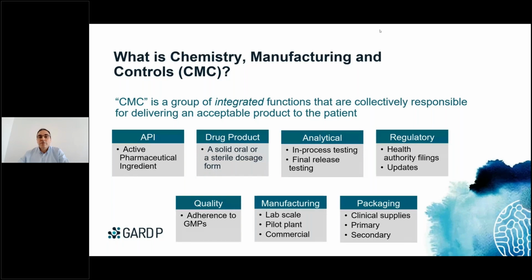CMC is also about the analytical methods, both for performing tests during manufacture, but also for clinical or commercial release of the pharmaceutical product. It is also related to the regulatory filing of a pharmaceutical product and related updates. A pharmaceutical product must also follow GMP regulations, which are embedded within quality. And CMC is also about the manufacturing of the API and the drug product at different batch sizes across the whole life cycle, from early development to commercial manufacture. And finally, CMC is also about packaging. The primary packaging is the packaging that is in direct contact with the pharmaceutical product, whereas the secondary packaging is, for example, the carton box that you can see on display at pharmacies.